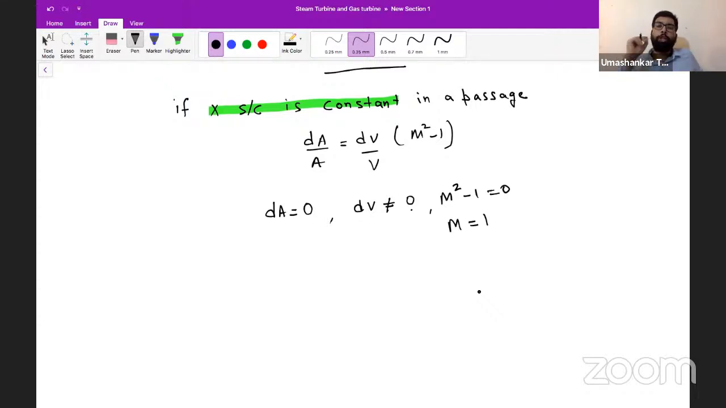So for sonic flow, when the velocity becomes equal to the velocity of sound, the area should be constant. Otherwise the flow cannot be sonic. Okay, the flow cannot be sonic. Yes or no?